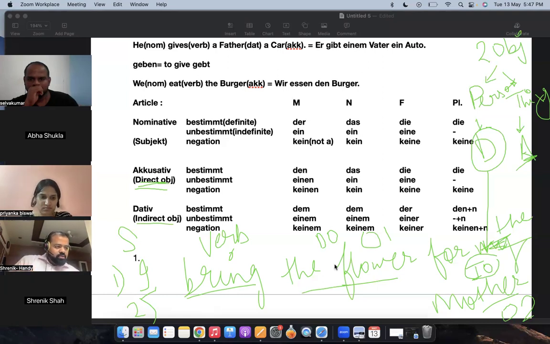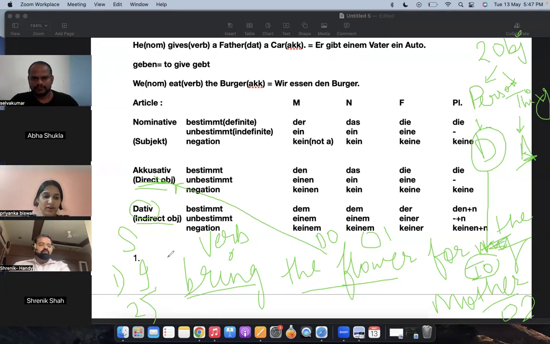So the flower in German is the dative. Flower in German is the main object. The main object is accusative, direct object. Accusative, sorry, yeah, accusative. And then in this sentence, since we have the indirect object as the mother, it is the dative. Exactly. I will also explain this in Hindi for you, Priyanka, so that you can understand me better.